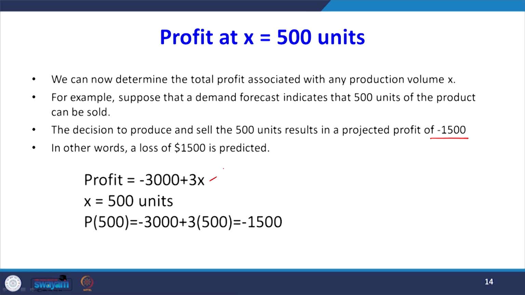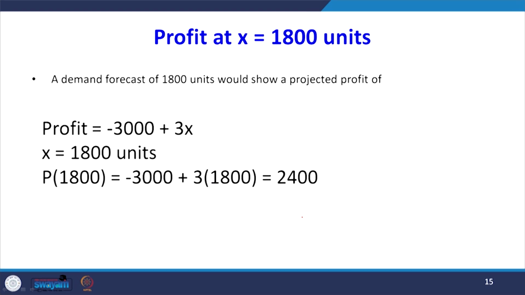How we got this? We got the profit function. In that you substitute x equal to 500 units. So, P of 500 equal to minus 3000 plus 3 into 500. So, we are getting minus $1,500, it is negative. So, it is a loss.